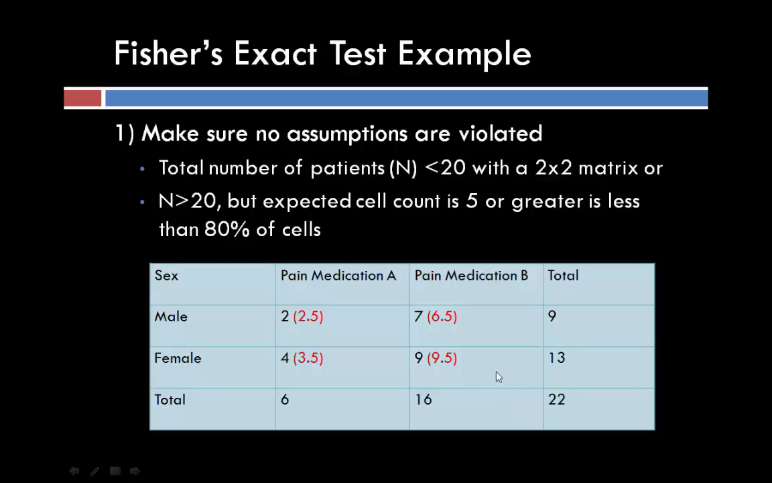Here I've put the expected frequencies that I've calculated in brackets in red here, and we calculate these expected frequencies in the same way that we do for the chi-square. So we can see we have an expected frequency of 6.5 here, that's greater than 5. We have 9.5 here, that's greater than 5, but the other two are less than 5. So that means that we have a cell count of 5 or greater in only 50% of the cells. So we would use the Fisher's exact in this case. If they were all greater than 5, then perhaps we should be using the chi-square.